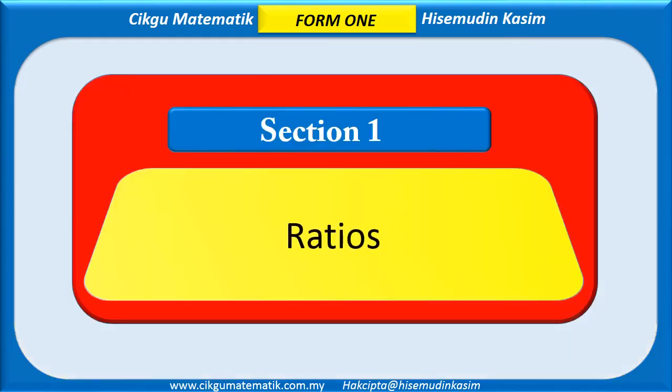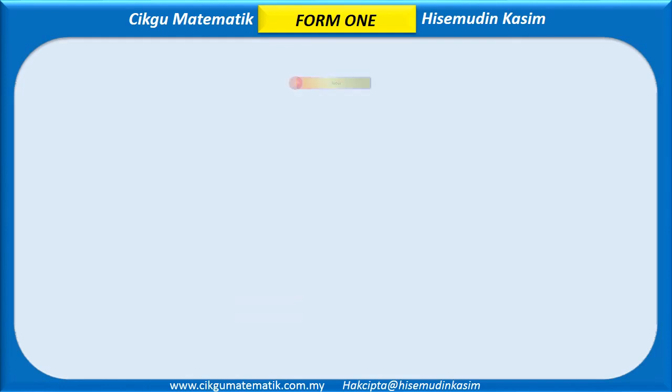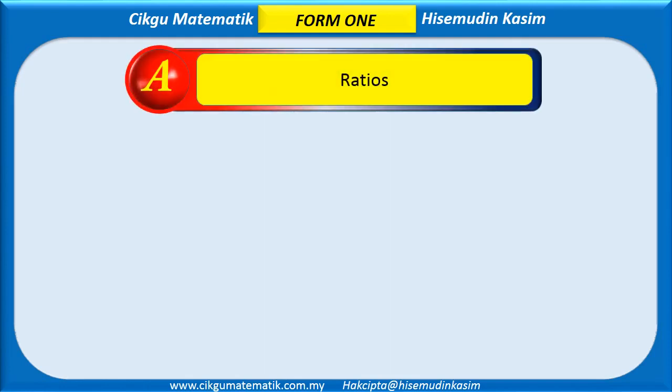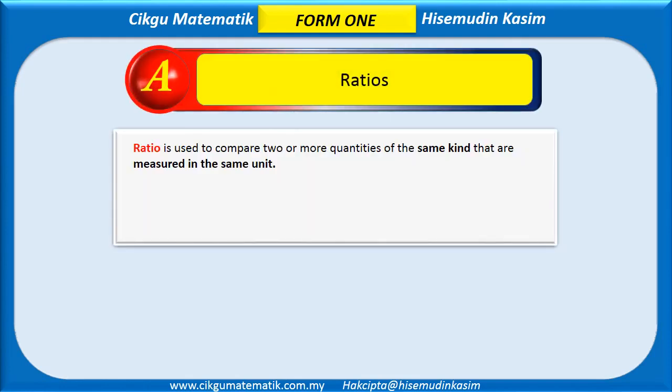Section 1 Ratios. A. Ratios. Ratio is used to compare two or more quantities of the same kind that are measured in the same unit. The ratio is written in the form of A : B. We read it as the ratio of A to B.